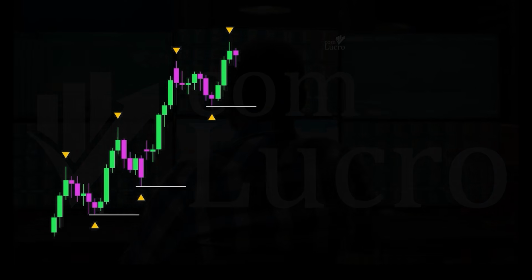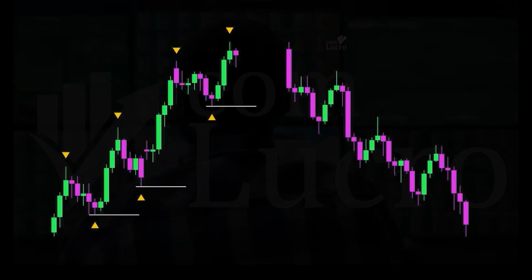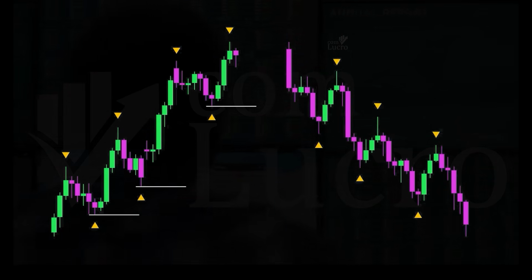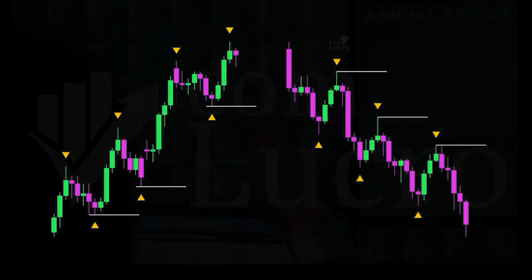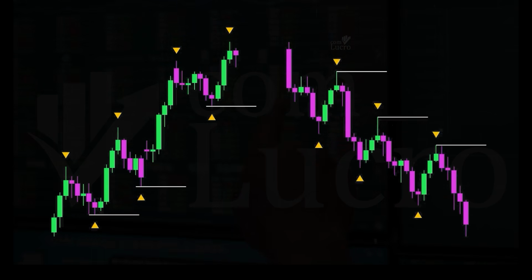What we want to see here is a clear trending environment. In an uptrend, price should form higher highs and higher lows while respecting the previous swing lows. In a downtrend, it should create lower lows and lower highs while respecting the swing highs.